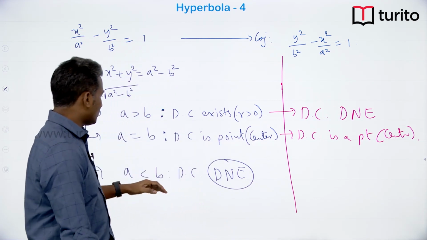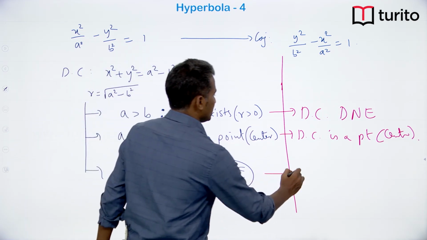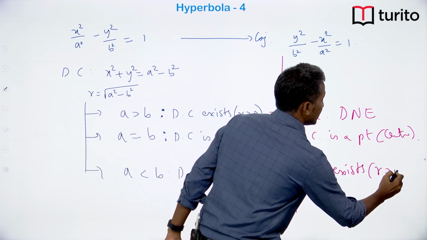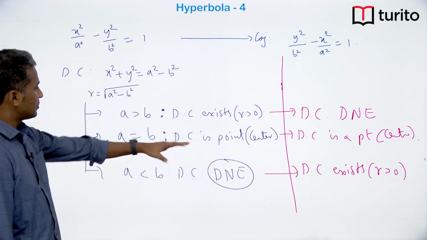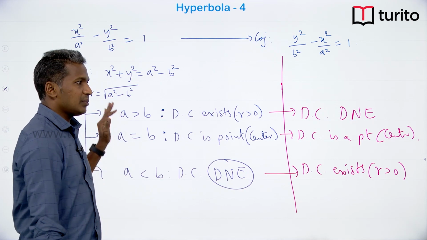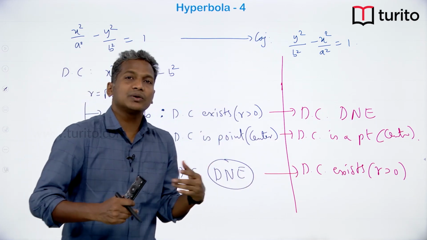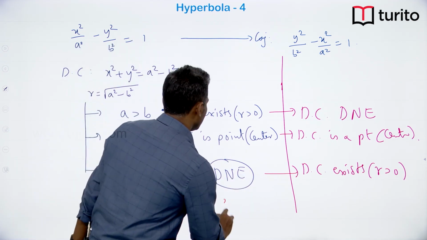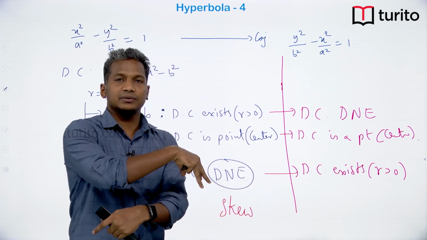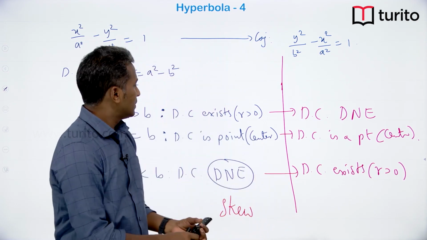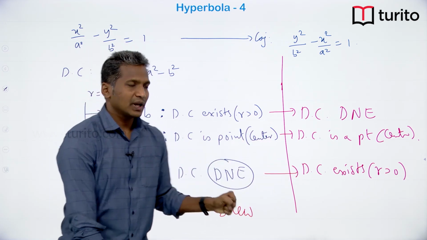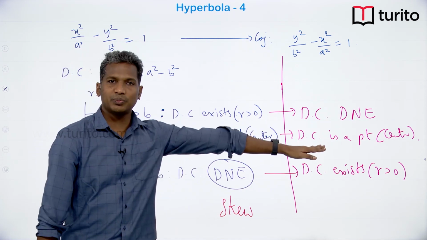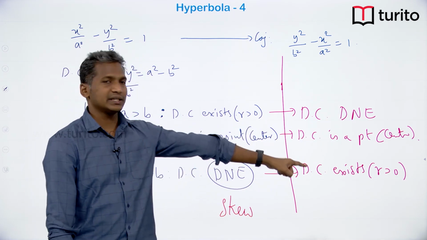Also, in the third case, the director circle exists and the radius is greater than 0. If you observe the nature of the hyperbola and the conjugate hyperbola with respect to the director circle, it is completely skewed. You know the meaning of the word skew: it means completely reversed, like a transpose. If the director circle exists here, it does not exist there. If it is a point, it is also a point there. If it does not exist, it exists there.